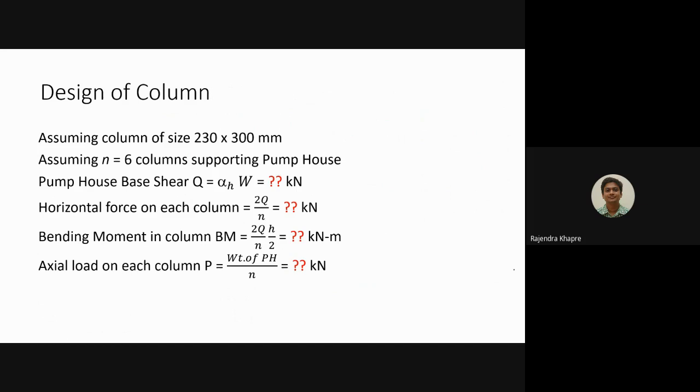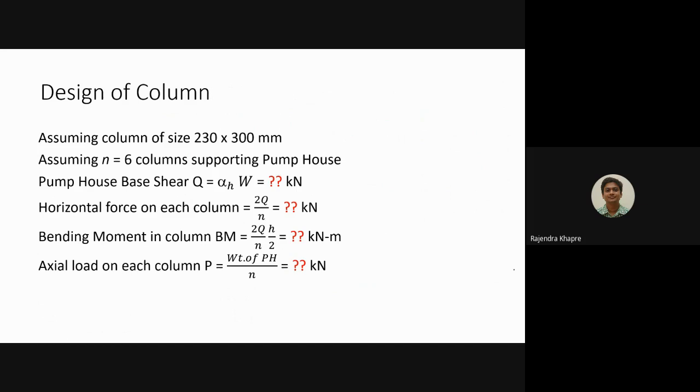Only thing is the depth of the column. This I have to assume. So in this case, I am assuming the depth of the column as 300 mm. Now there are 6 number of columns. This configuration we have also seen in the earlier classes, and these columns have to be designed for the horizontal loading as well as the axial loading.